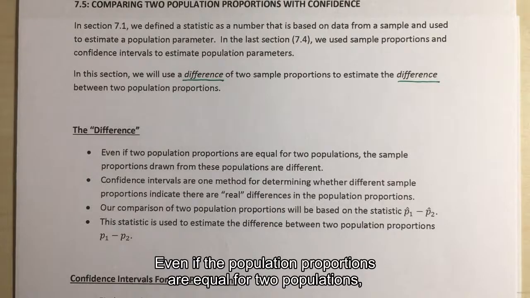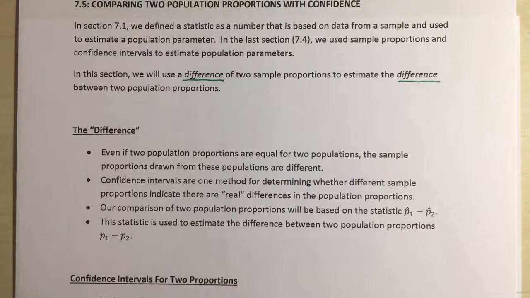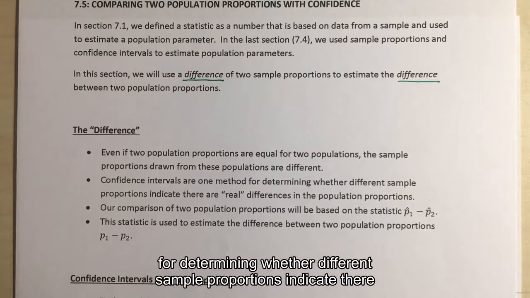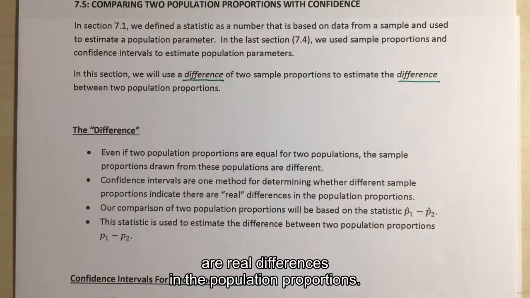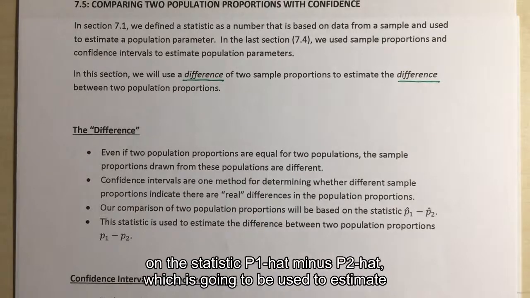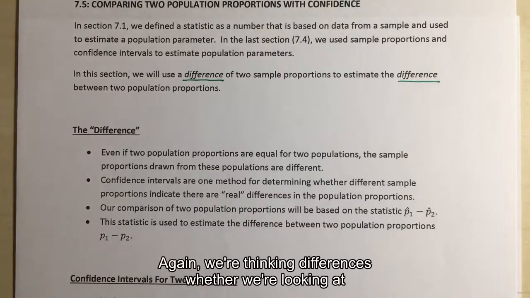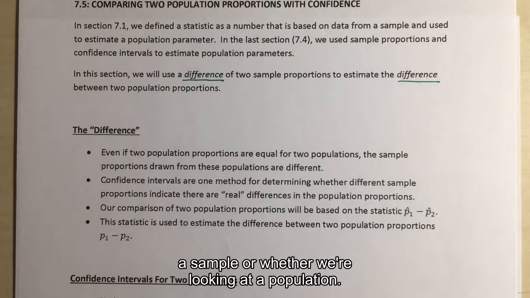Even if the population proportions are equal for two populations, the sample proportions drawn from these populations are different. Confidence intervals are one method for determining whether different sample proportions indicate there are real differences in the population proportions. Our comparison of two population proportions will be based on the statistic P1 hat minus P2 hat, which is going to be used to estimate the difference between the two population proportions, P1 minus P2. So again, we're thinking differences, whether we're looking at a sample or at a population.